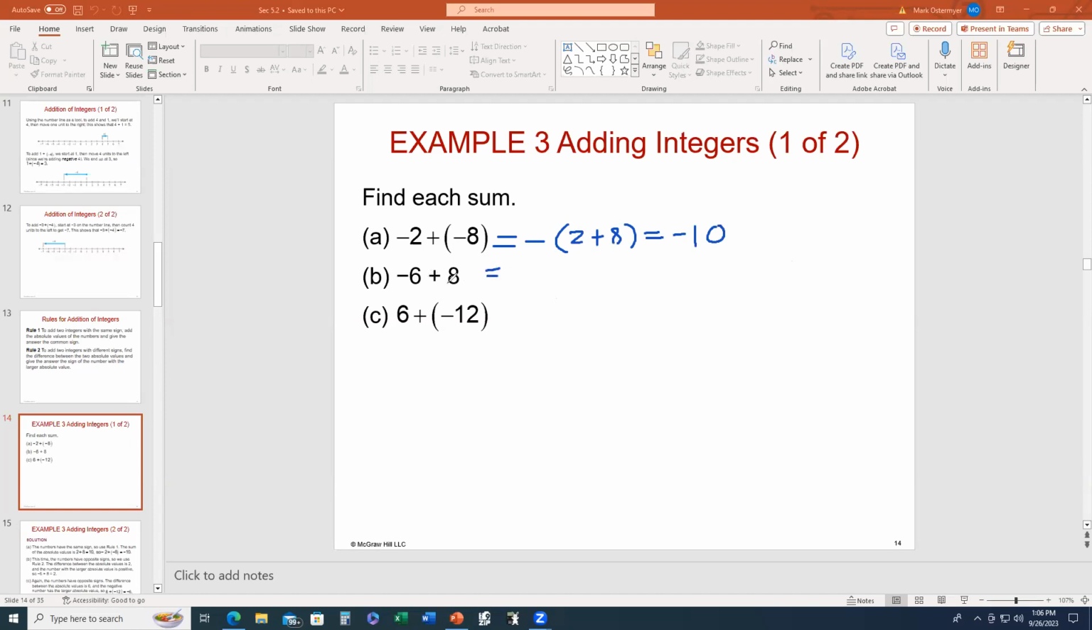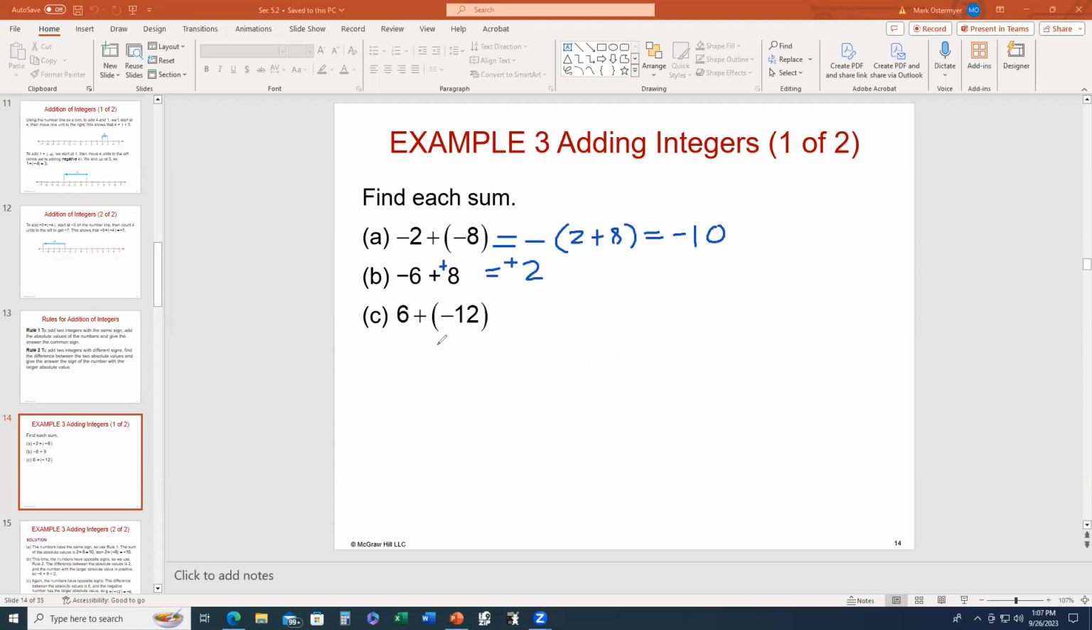What's a negative plus a positive? Oh, we have a rule. First, we take the difference between 8 and 6. What's the difference between 8 and 6? Positive 2. Now, what sign do we attach to the 2? Which number is larger, 6 or 8? 8. 8's larger, and it's positive. And because of that, our answer must be positive. There's the rule.